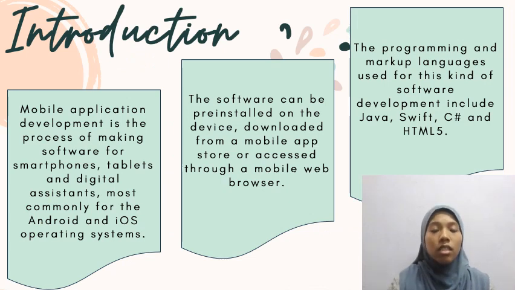Alright, for the introduction, mobile application development is the process of making software for smartphones, tablets, and digital assistants, most commonly for the Android and iOS operating systems. The software can be pre-installed on the device, downloaded from a mobile app store, or accessed through a mobile web browser. The programming and markup languages used for this kind of software development include JavaScript, Swift, C++, C, and HTML5.